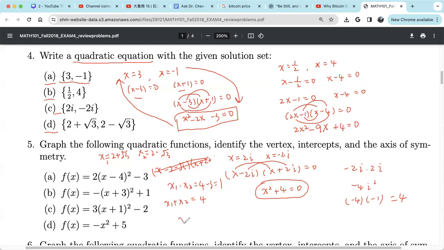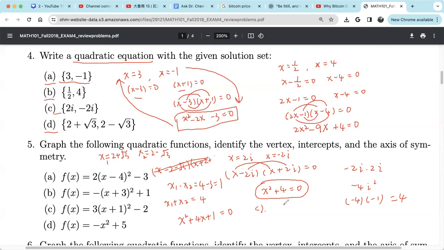So we know we have x squared minus 4x, since the sum is positive 4, plus 1, since the product is positive 1, equals 0. Because when we have two solutions, the constant term is the product of the two solutions, and the coefficient of the middle term is the sum of those two, with a negative sign. So we could check this with C.